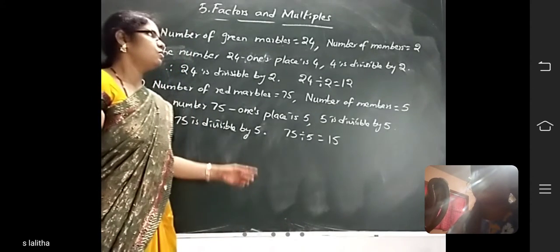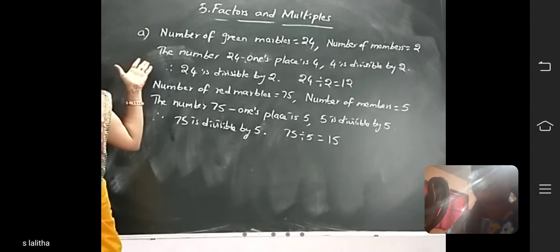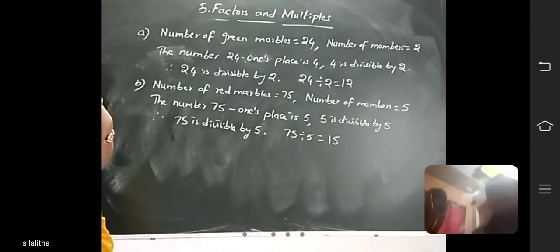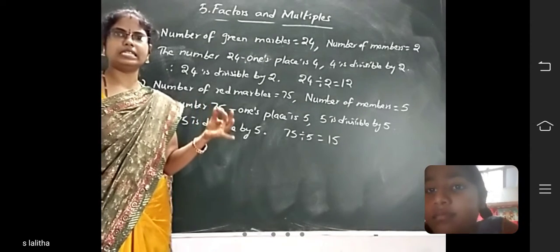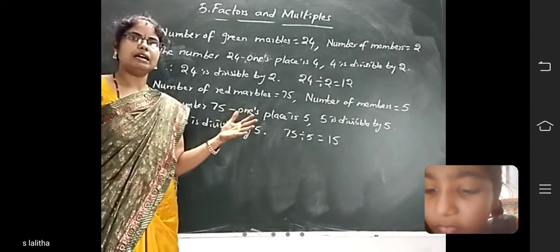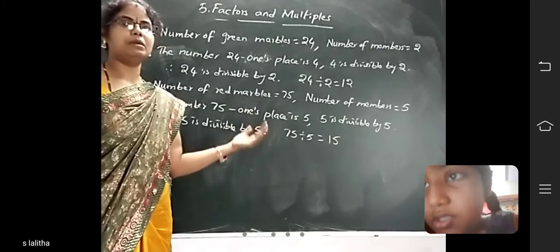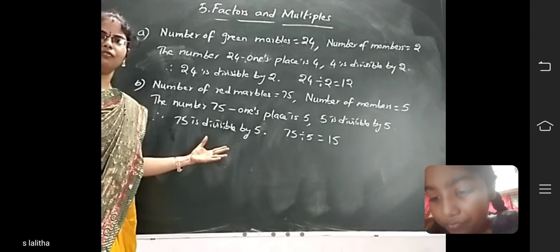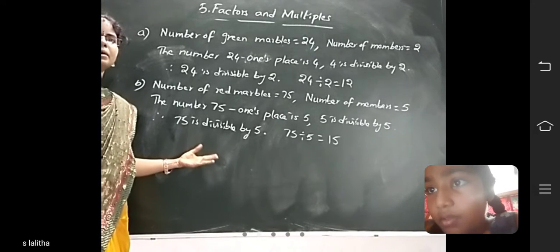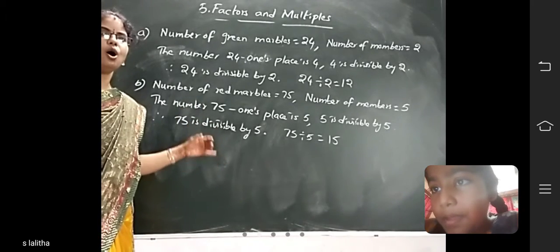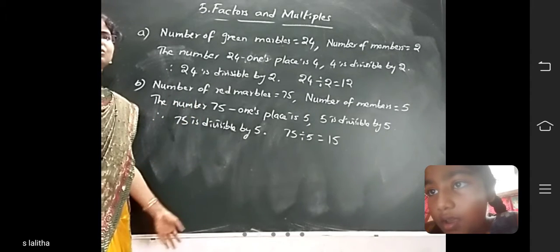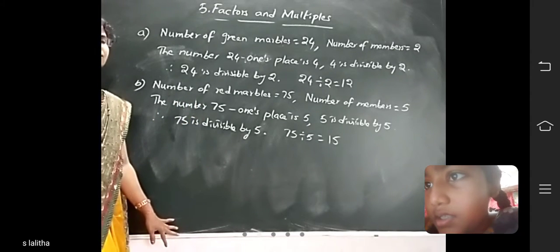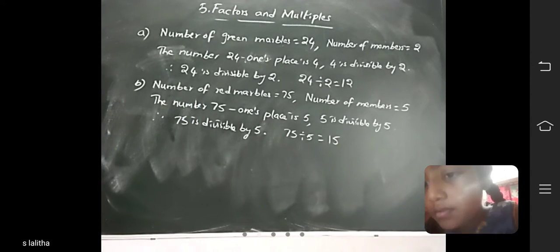15. So what is the test for divisibility by 2? The numbers having ones place as 0, 2, 4, 6, 8, those numbers are divisible by 2. And what is the test for divisibility by 5? The numbers having ones place as 0 or 5, then that number is divisible by 5. Okay, come on, write.